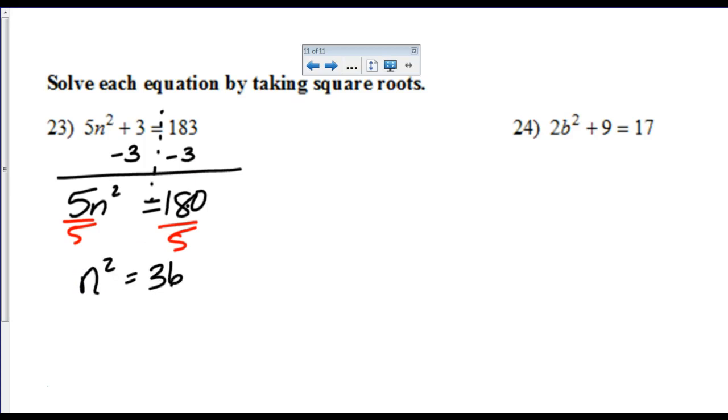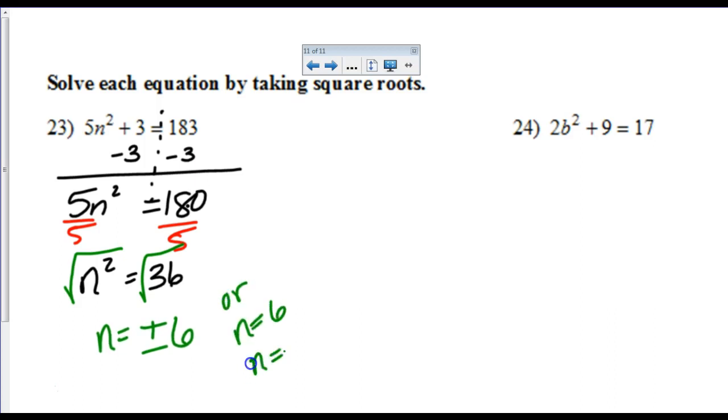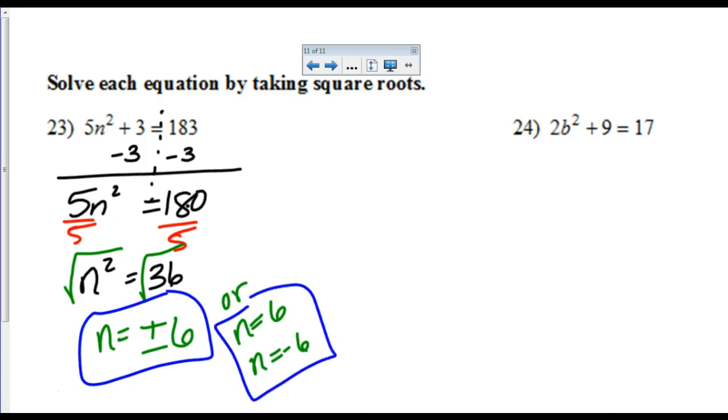Well, now mathematically, to undo a squared, I do what's called a square root. But one of the rules about math that everyone forgets, the answer is not just +6, the answer is also -6. So you can either say plus or minus 6, or you can say n equals 6 and n equals -6. They mean the exact same thing. I don't really care how you write your answer, so either this or you can say this separate.